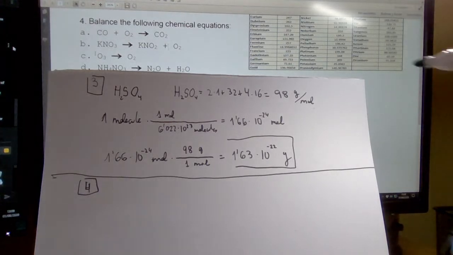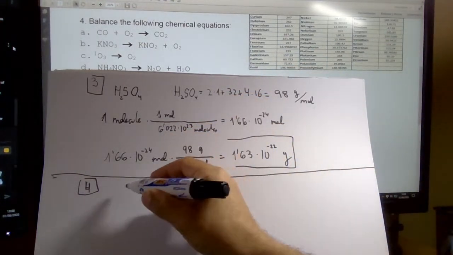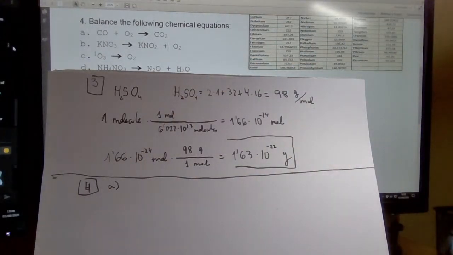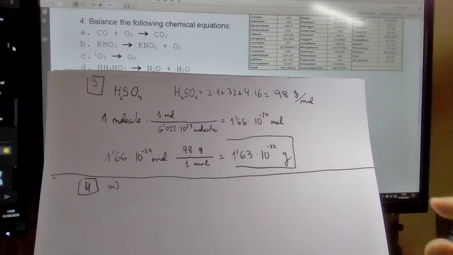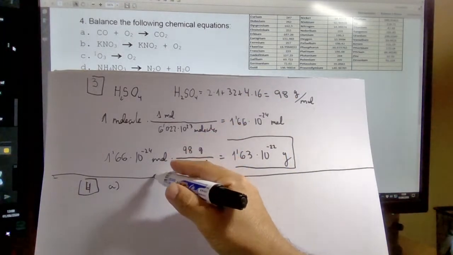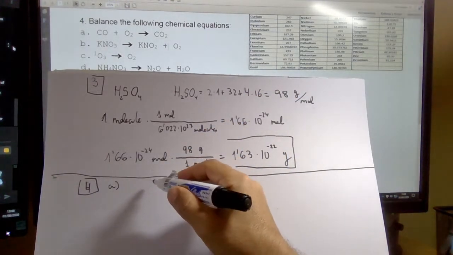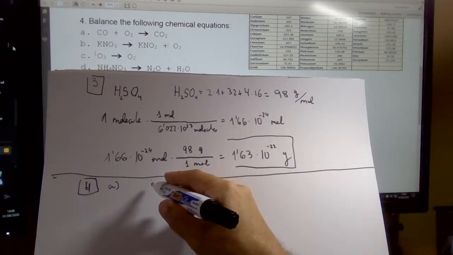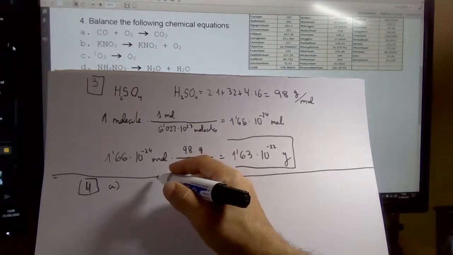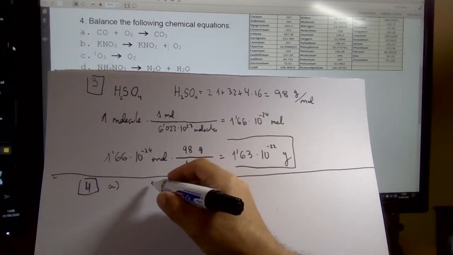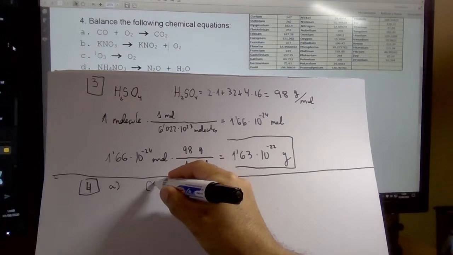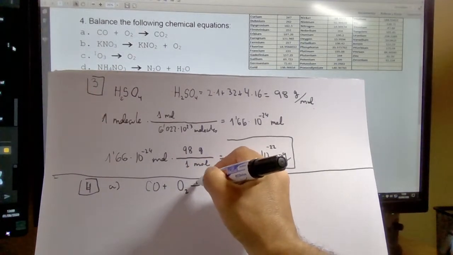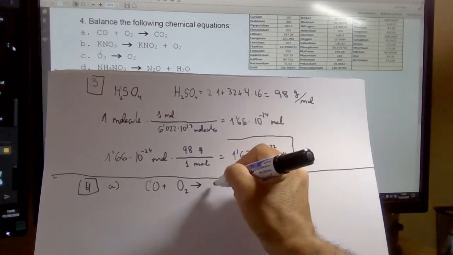Okay, let's balance the chemical equations. Some of them are really easy. Let's try. Come on, equation A, really easy. CO plus O2 equals CO2. CO, carbon monoxide, reacts with oxygen. So what is the balance? O2 to obtain CO2.